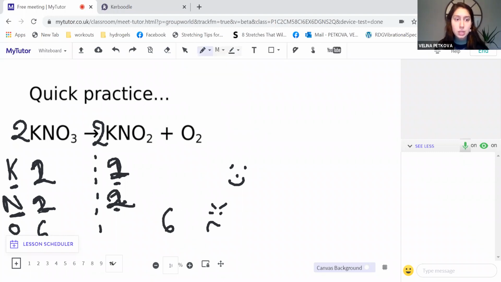Okay. So this was actually quite a tricky question, as 4 and 3 are quite hard to balance. But look how we did it. So now everything is happy as all the atoms are equal on each side. So it's always really important to double check these kind of questions. Always double check how many of each atom you have on the left and on the right hand side.